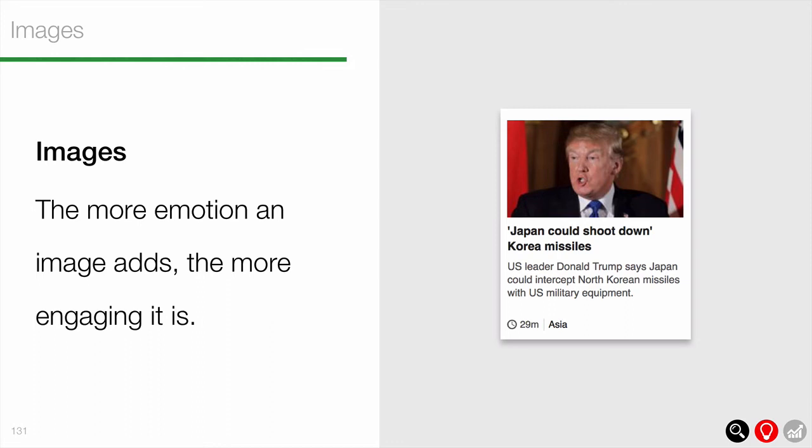So the more emotion an image adds, the more engaging it is. So there's another example of Donald Trump looking irate there, and "Japan could shoot down Korea missiles," but there's an obvious emotion there, isn't there, in that image? And for that reason, it's really powerful, and it makes us want to click on the story in this particular instance and learn more about what they're talking about.